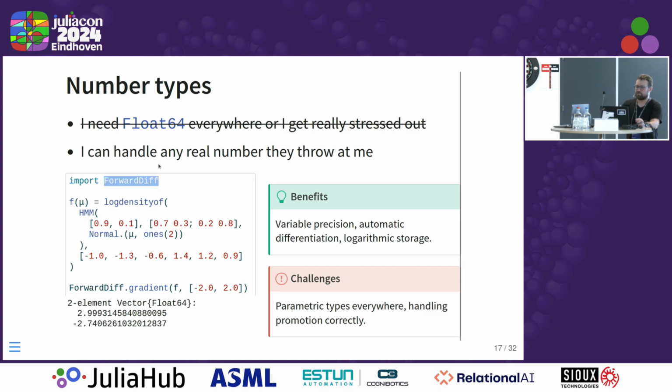And that means not forcing everything to be Float64, but instead leaving the door open to more generic number types. Of course, with this comes a bit of a challenge, that is using parametric types everywhere and handling promotion correctly, because you're going to mix several different number types in your algorithms. The transition matrix might have elements that have a different type than the emissions matrix, or than the initial distribution, or than the observations. And so you need to find out what is the correct promoted number type that can handle everything you throw at it.